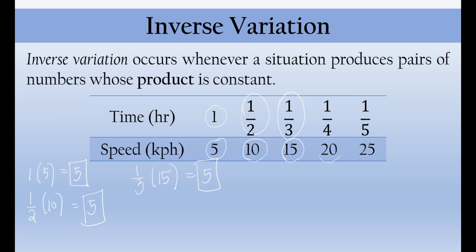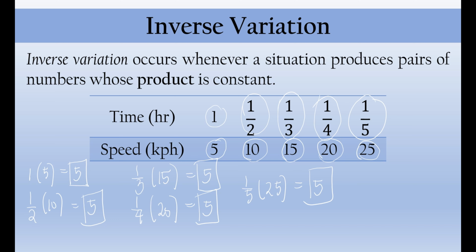If you travel at the speed of 20 kilometers per hour, you will arrive after 1/4 hour. Multiplying 1/4 by 20, this will give us a product of 5. Lastly, if you travel at the speed of 25 kilometers per hour, you will arrive at your destination after 1/5 hour. Multiplying 1/5 by 25, this will give us a product of also 5.